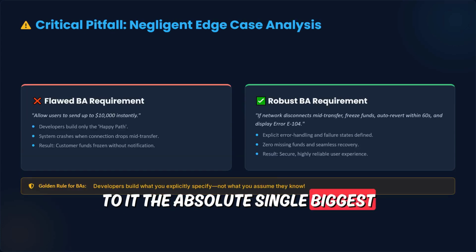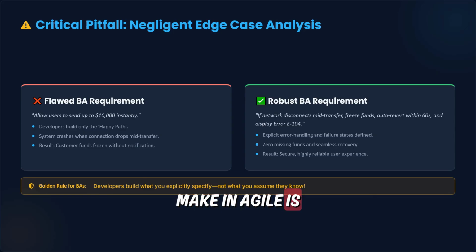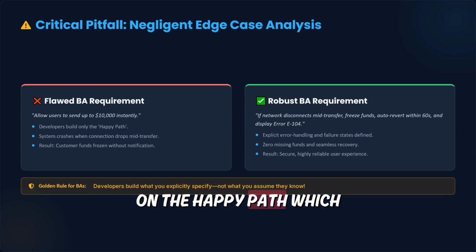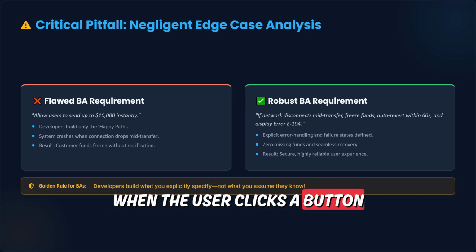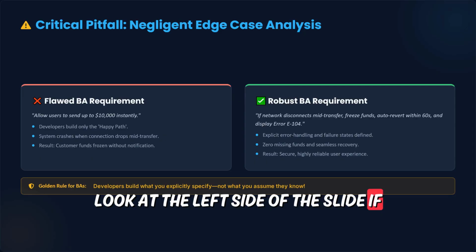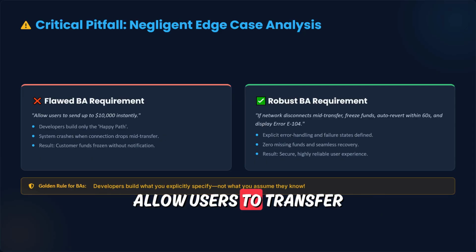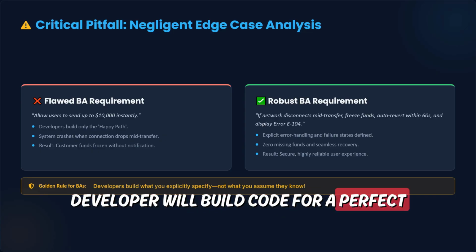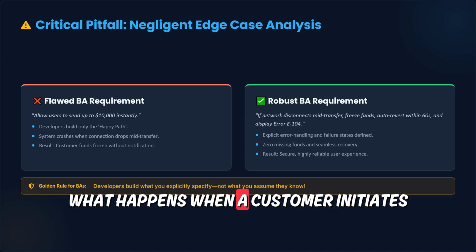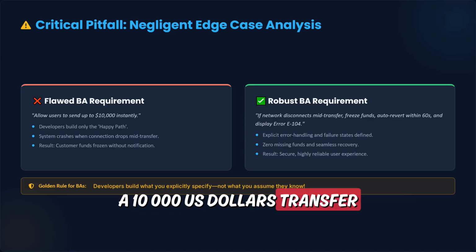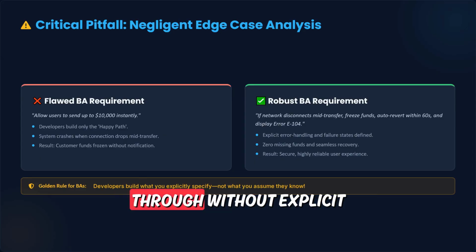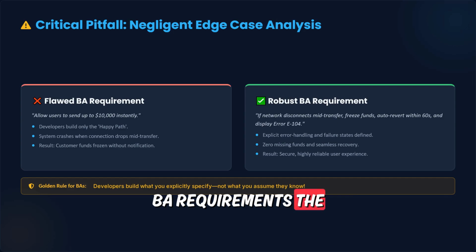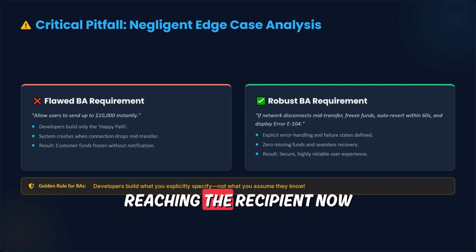The absolute single biggest mistake new business analysts make in Agile is focusing only on the happy path, which means assuming everything goes perfectly when the user clicks a button. Look at the left side of the slide. If you simply write in Jira, allow users to transfer up to $10,000 instantly, a developer will build code for a perfect internet connection. But what happens when a customer initiates a $10,000 transfer while driving through a tunnel and loses cellular data midway through? Without explicit BA requirements, the money might leave the account without reaching the recipient.